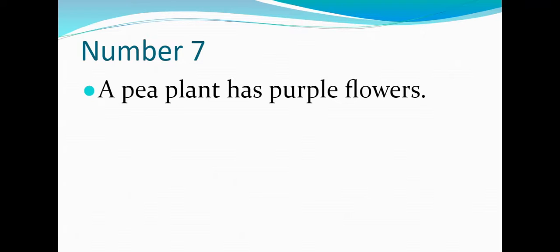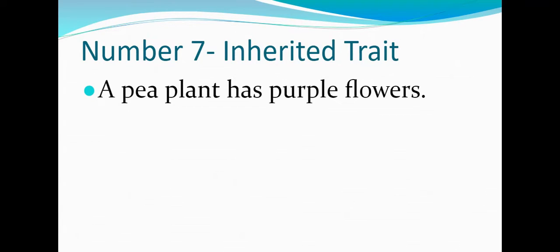Number seven, a pea plant has purple flowers. Inherited or acquired? This would also be inherited from the time that that pea plant sprouted up from the ground. It already knew it was going to have purple flowers.